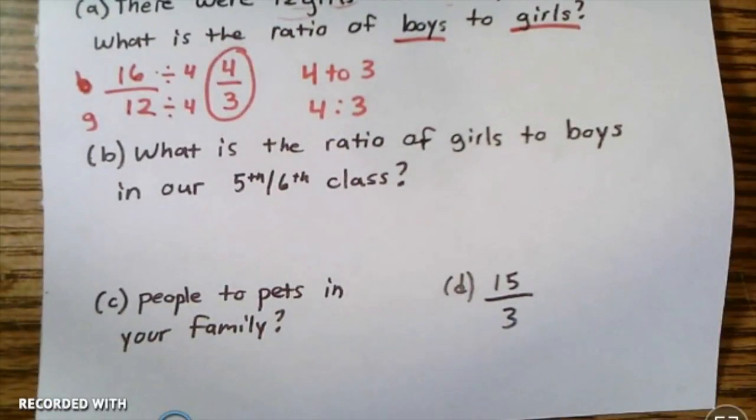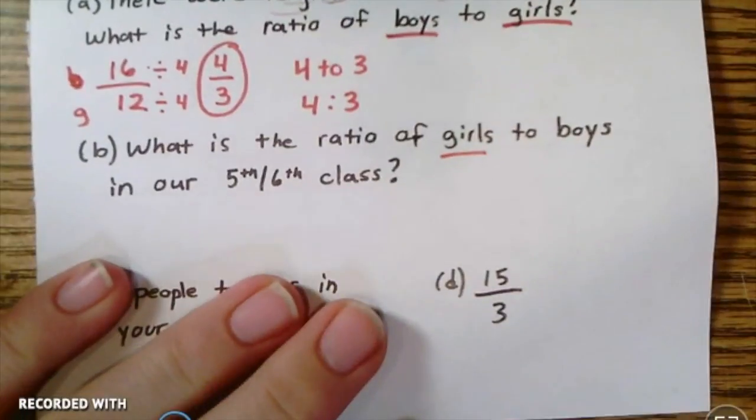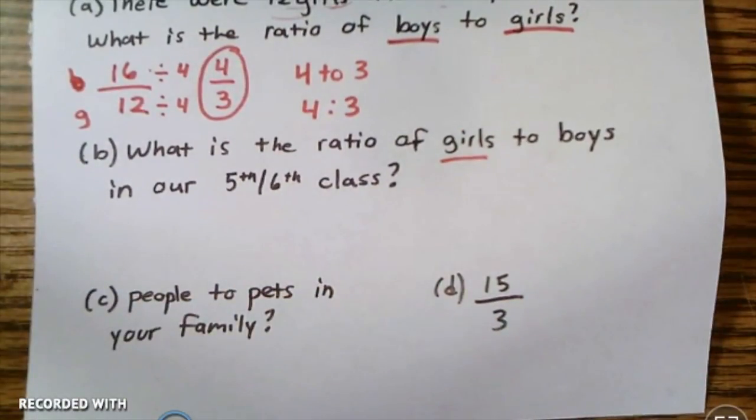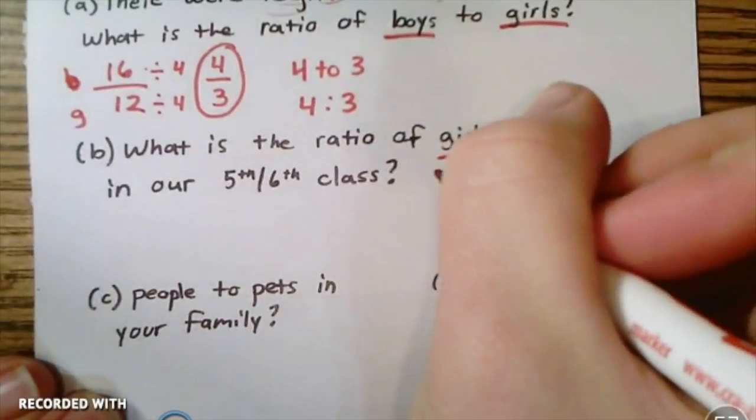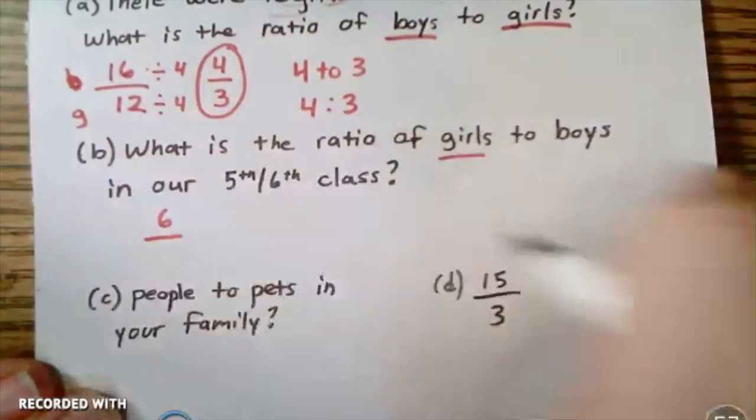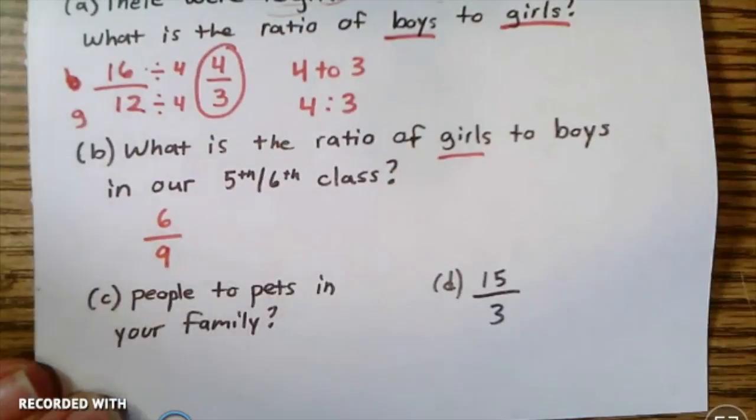Here's another example. What is the ratio of girls to boys in our 5th and 6th grade class? All right, so what thing do they want first? They want the girls, right? I'm going to have to take a minute to count these to figure it out. Why don't you do it with me? See if you can count them up and figure out how many boys and girls there are, and then check to see if you got the same thing as me. I counted that there are 6 girls and 9 boys.